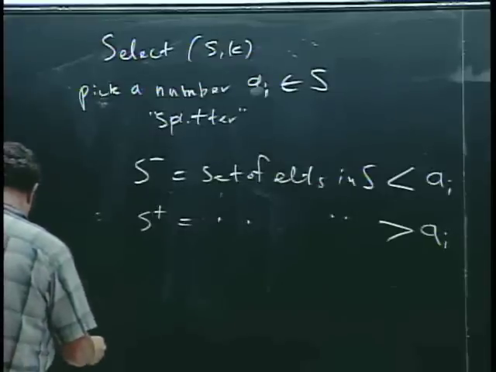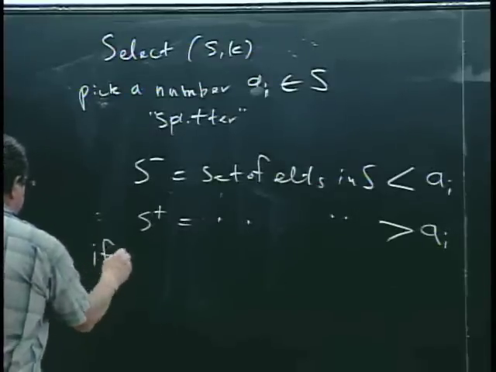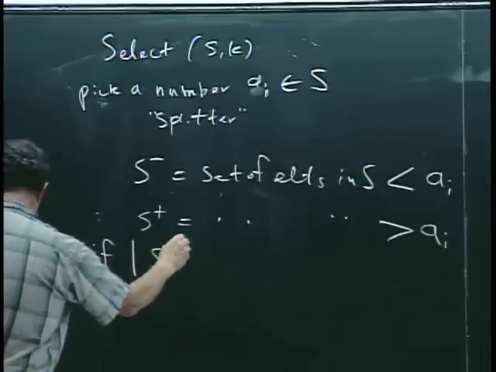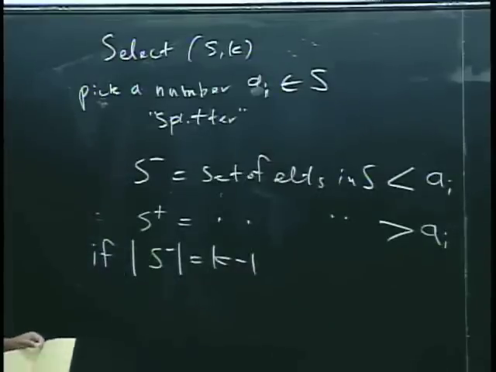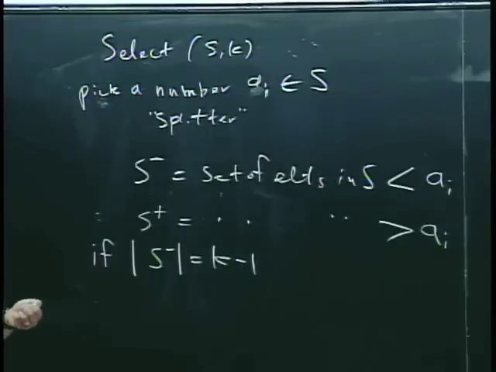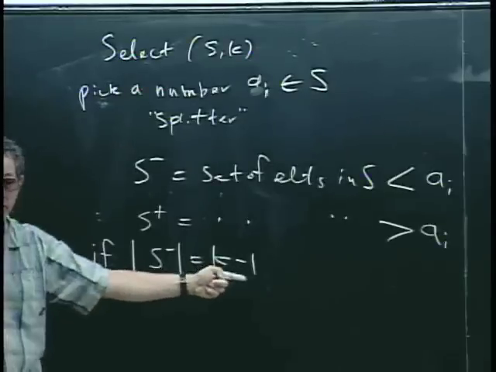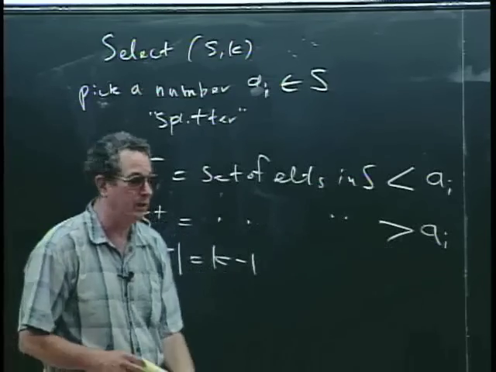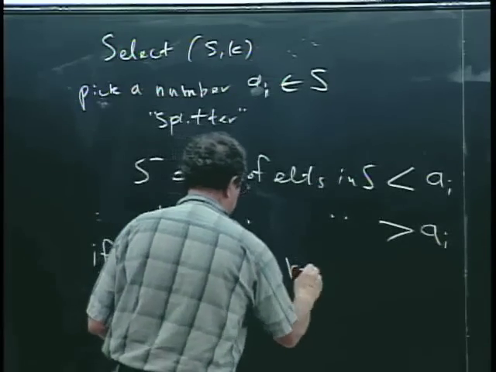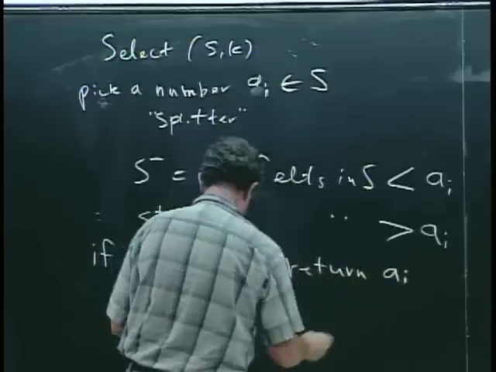Now, if the size of S minus is equal to k minus 1, what can we conclude? S minus are the elements strictly less than a_i, and we're looking for the kth smallest element in S. We can conclude that a_i is the kth smallest element, because exactly k minus 1 are smaller, and all the other ones are strictly bigger than a_i. So a_i must be the kth smallest, and so we'll return a_i.